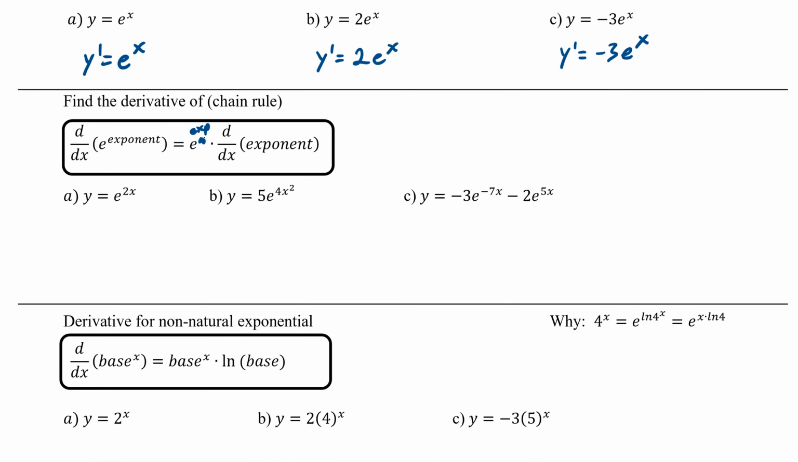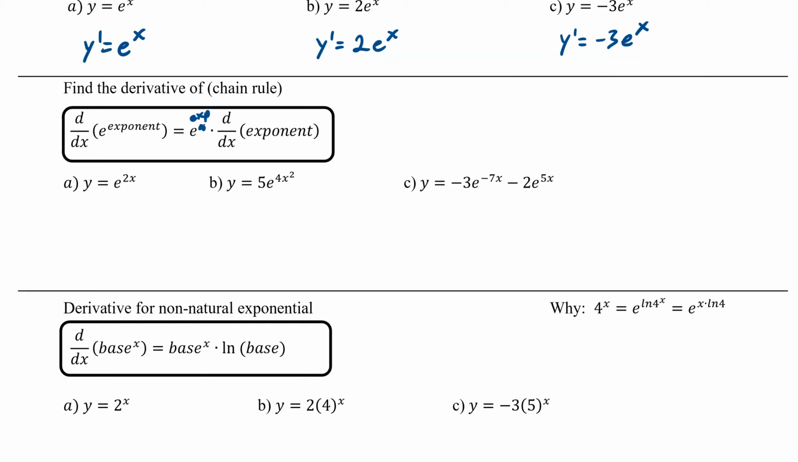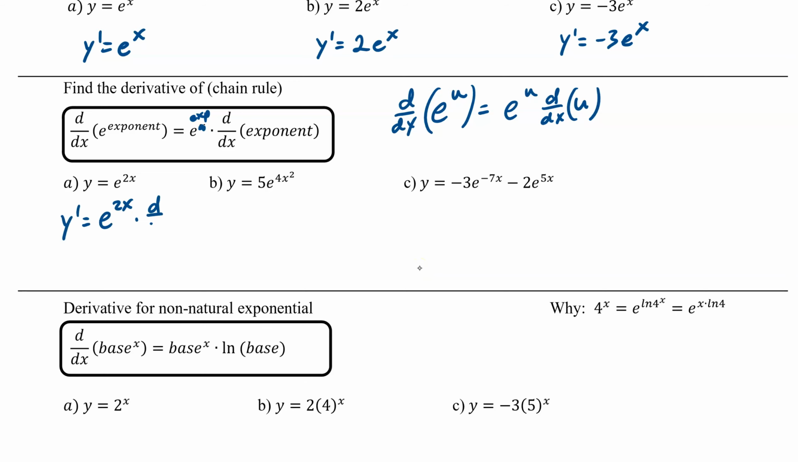All right, now if you change the exponent to a polynomial or some other expression, then you have to use chain rule. If you remember our normal chain rule, it's basically this now. You would end up with e to the u and then d dx of u. So that exponent is just going to stay whatever it is. So this becomes e to the 2x times the derivative of 2x, which is 2. So we end up with y prime, and you always want to put that in front, 2 e to the 2x.